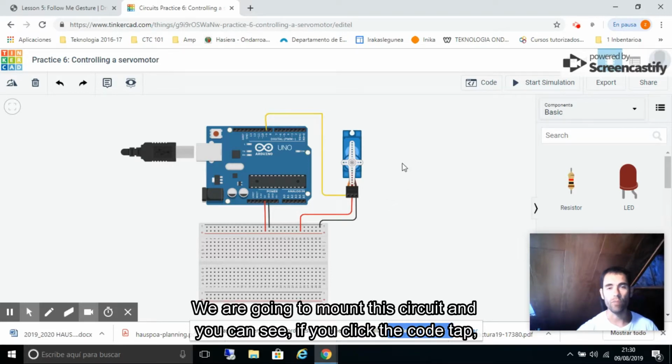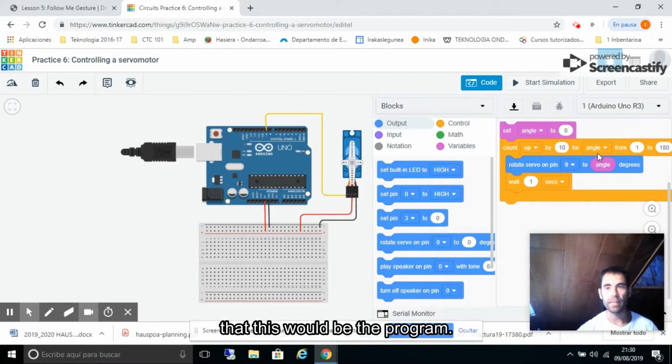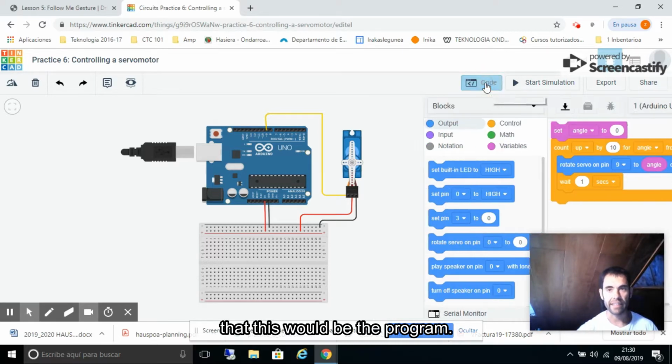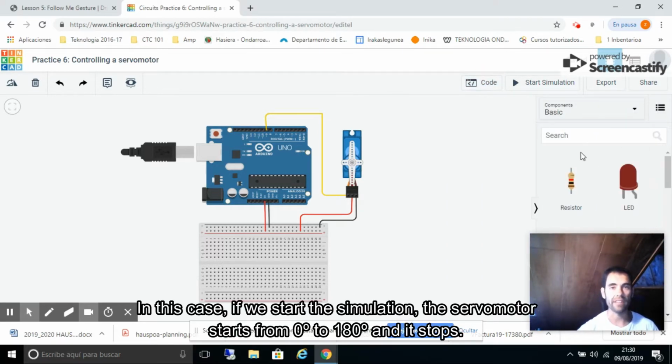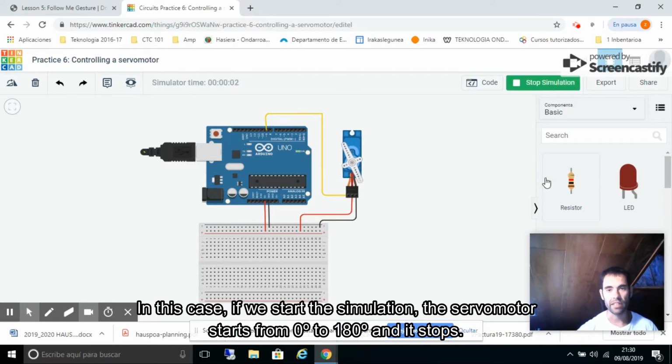We are going to mount this circuit, and you can see, if you click on the code tab, that this would be the program. In this case, if we start the simulation, the servo motor goes from 0 degrees to 180 degrees and it stops.